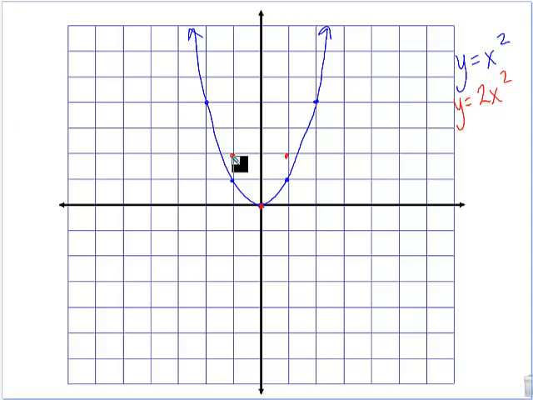Holy cow, this screen is shaking. There we go.